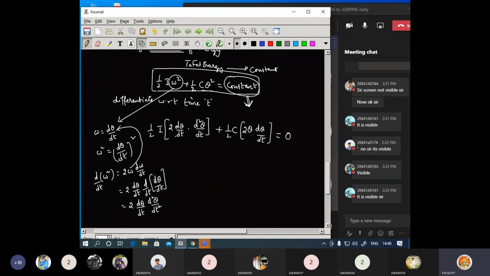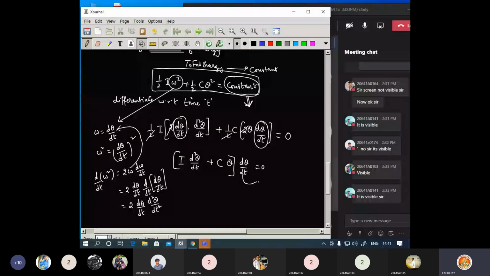Now take out the common factors here. So what is the common factor here? This is going to be the common factor. So you cancel 2 and 2 and take out the common factor. So what you can write: I d²θ/dt² plus cθ, and the common factor is dθ/dt. This is going to be 0 here, this side as it is.